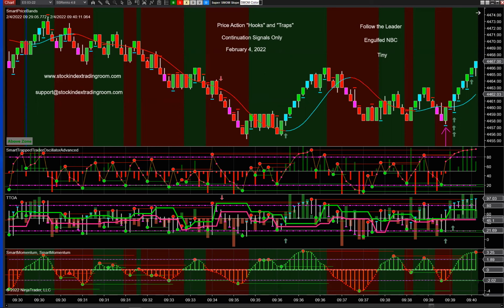So we're going to look at price action hooks and traps. And today I'm going to cover actually 4 simple continuation signals. They're easier to see, easier for me to do, easier for you to look at and go, oh yeah, I see how that's doing. Now, remember, all of our indicators are design tested, refined, and traded by World Cup Trading Champion, Master Indicator Coder and Developer, Rob Mitchell.